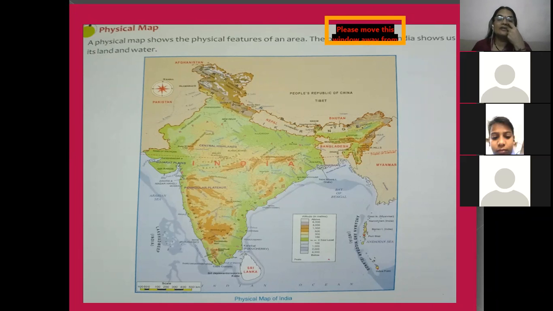Now, then we come down, we have the northern plains. Northern plain area. That means the rivers flowing through this area have made this land surface fertile. So it starts from Punjab, Haryana, Uttar Pradesh, Bihar, West Bengal, and some part of eastern India. This comes under the northern plain area.